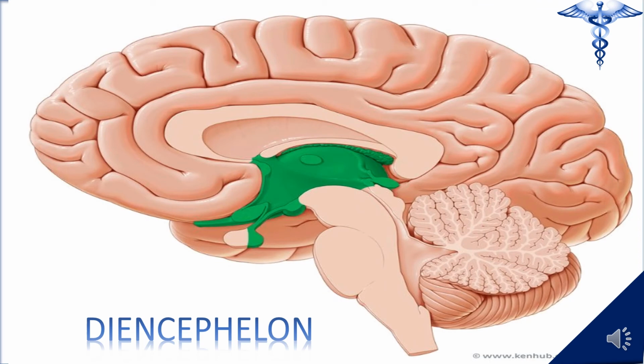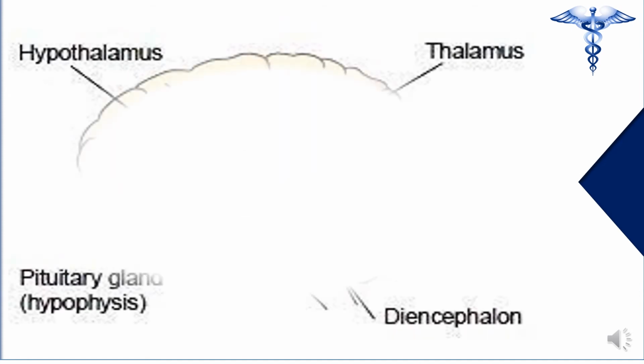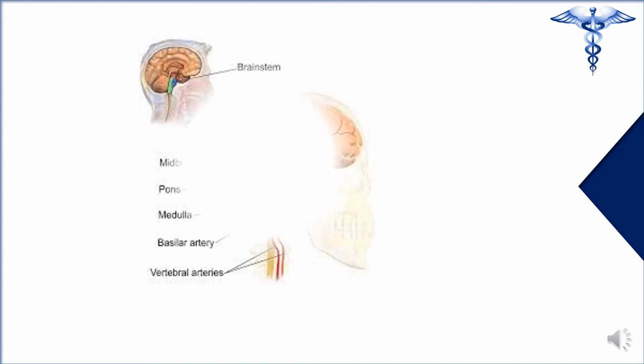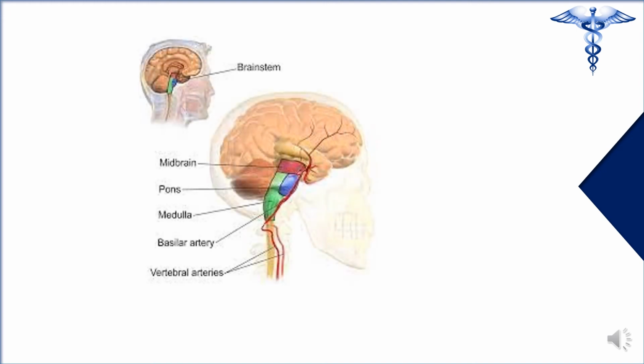Now we have finished the cerebrum. Now let's discuss the diencephalon. You know that the diencephalon has two parts, the thalamus and hypothalamus. The thalamus lies posterior to the hypothalamus, while the hypothalamus lies anterior to the thalamus. The thalamus is the relay station between the body and the cerebrum, while the hypothalamus is responsible for hormonal regulation. Both of these, hypothalamus and thalamus, make the diencephalon. The brainstem is formed by the midbrain, pons and medulla oblongata of the hindbrain.